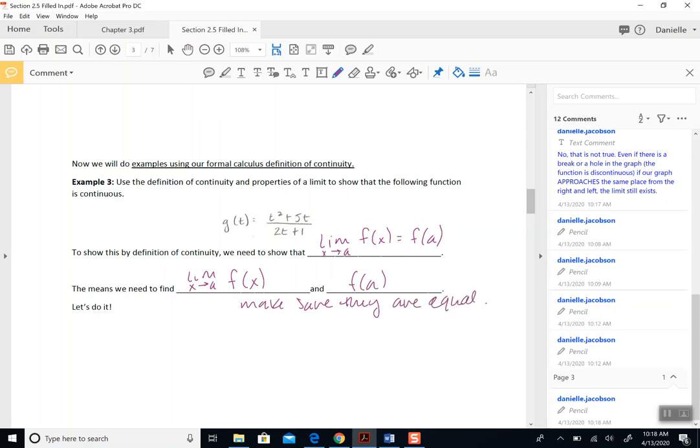Right? If they're not, then that means that we have something that is not continuous. All right, so let's do it. I just noticed up here that I need to specify continuous at, and then let's use the value a equals 2. I think that'll work well with this example. Okay, so continuous at a equals 2.